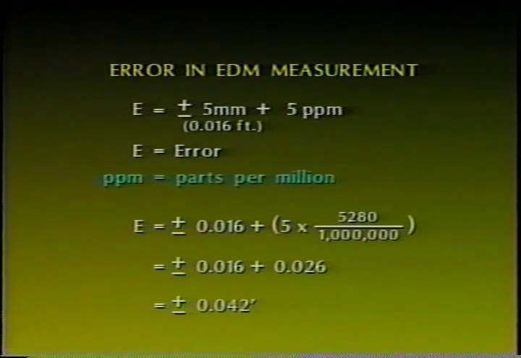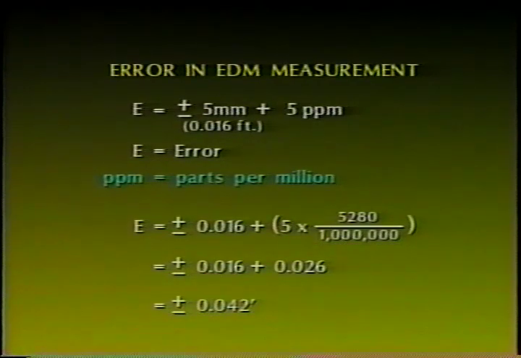A special type of error in a series is the error found in electronic distance measurement, or EDM measurement. As you all are aware, EDMs are used for most distance measurements today. We'll discuss the specifics of EDMs a little later on. Right now, we'll discuss the error found in EDM measurements. Here we have the formula for determining the error in an EDM measurement.